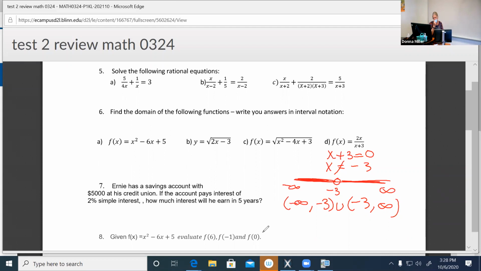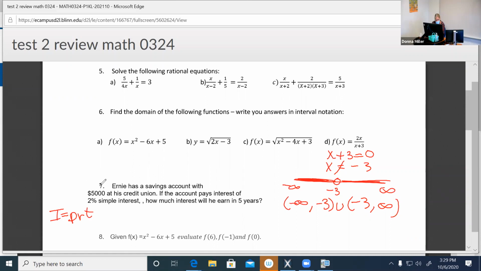Now, number 7 is simple interest. I did give you a simple interest problem on your test. So you have to know the formula. You remember what it is? I equals PRT, right? And you're not going to use the solver for that. You're just going to plug the stuff in the formula, right? So remember the formula for simple interest is I equals PRT.